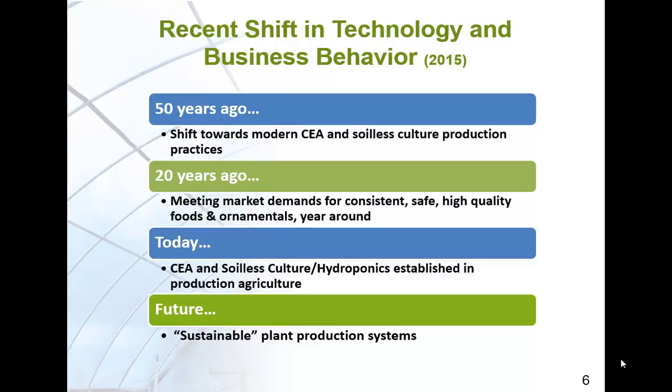Today, controlled environment and soilless culture technologies are well established in production agriculture. They do not replace field production agriculture, but they complement it. And they can offer some very specialized, high quality, in-demand food products. In the future, we expect that plant production systems will become even more sustainable than they are at this point in time.